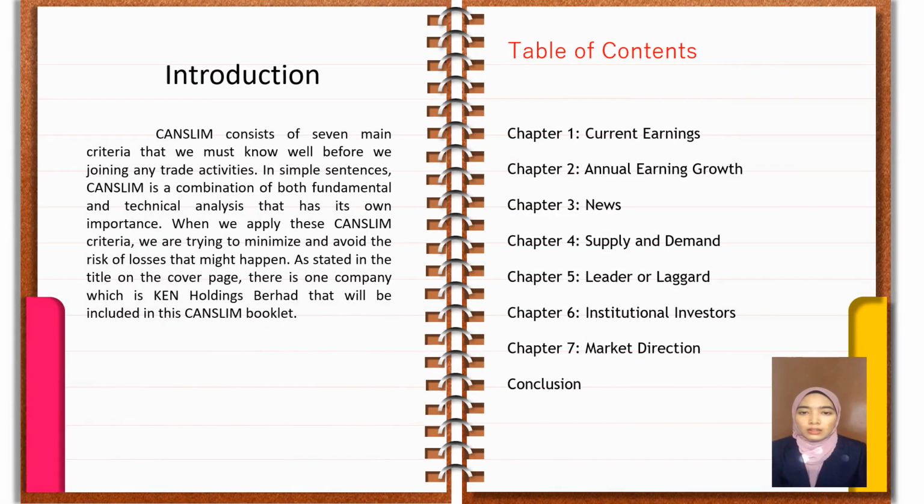So for today, I would like to present about CANSLIM analysis for Ken Holdings Berhad. Before we move to the analysis, I would like to give a brief explanation regarding it itself. It is actually a combination of fundamental and technical analysis. It consists of several main criteria that we must know well before we enter any trade activities or investment activities. So whenever we apply this analysis, actually we are trying to minimize and avoid risk of losses that might happen. So this is the outline for my presentation.